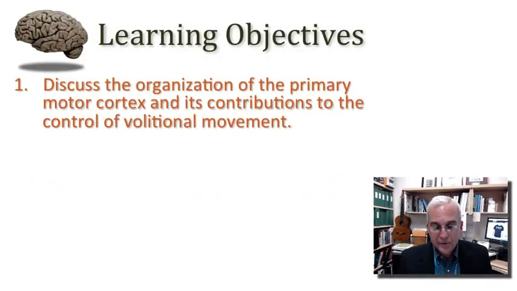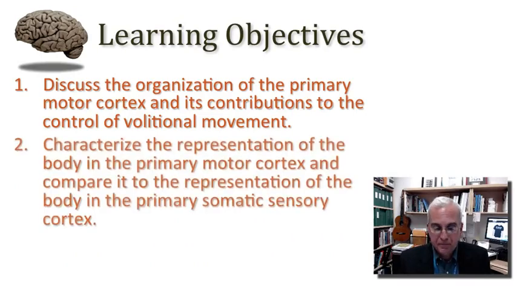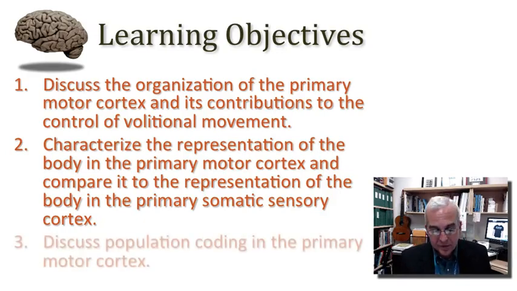So the learning objective for this first part is that I want you to be able to discuss the organization of the primary motor cortex and its contributions to the control of volitional movement. I want you to be able to characterize the representation of the body in the primary motor cortex and to compare that representation that we find in the precentral gyrus with what we've already discussed in the postcentral gyrus, which is where we find our primary somatic sensory cortex.